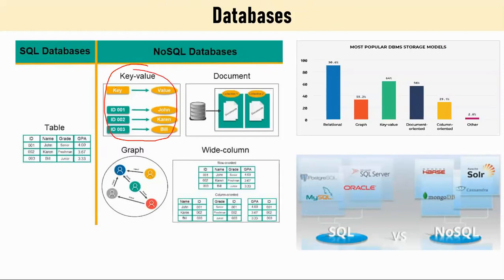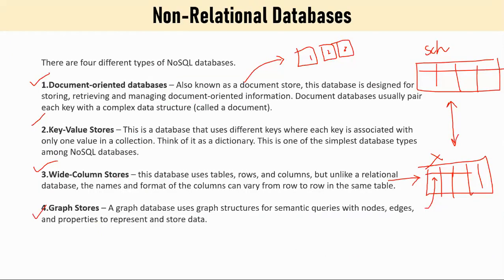Okay, key value pair. Key will be there, value will be there. Document database: the data will be stored in the form of collections. Collection 1, collection 2. These are all documents only. And one more is a wide columnar database.